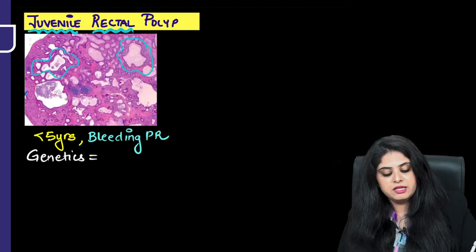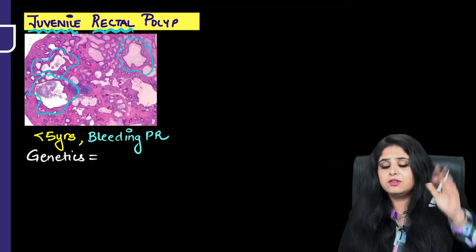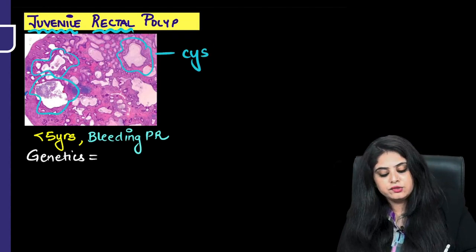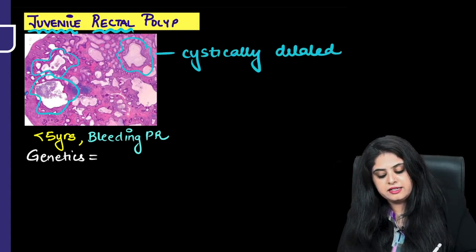Can you see how this polyp is? How are the glands? Small glands or dilated glands? It shows you cystically dilated glands. That is what is important.